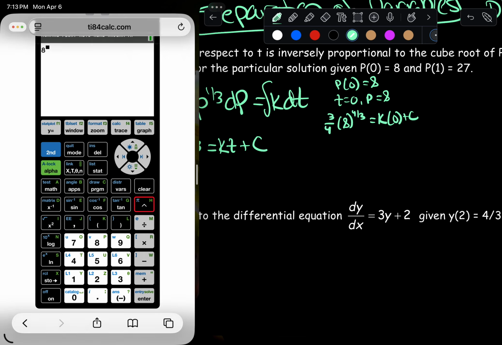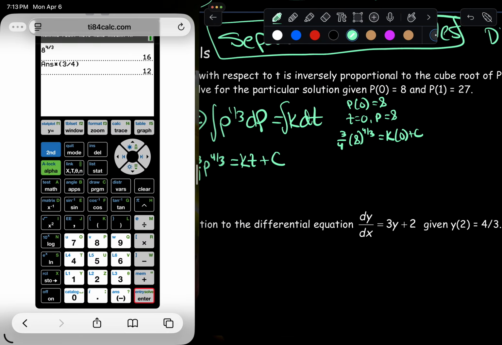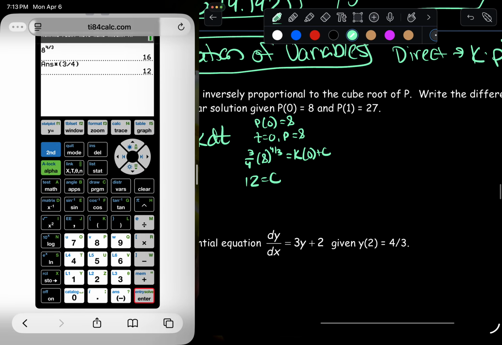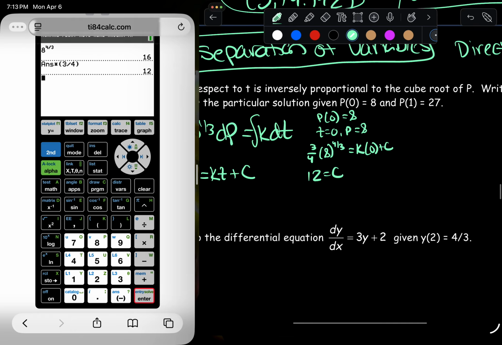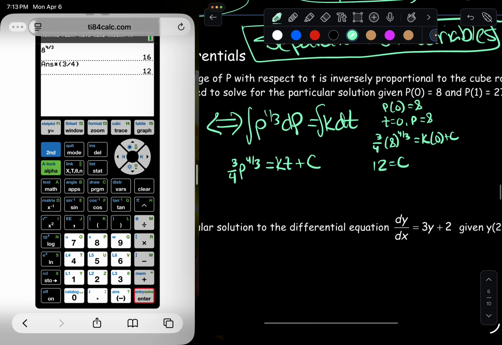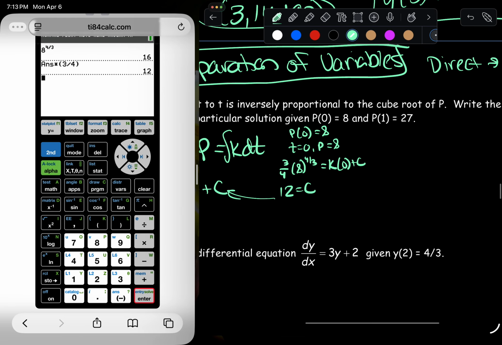Let's see, we have 8 to the 4/3, which is going to be 16 times 3 divided by 4. We have 12, and I'm doing this for time because I'm running out of it. So 12 is equal to C. So our constant is going to be C. Now this is why we have the second point, is that we also need to solve for K. So now we'll plug everything back in to our general form, including our C, to solve for K.